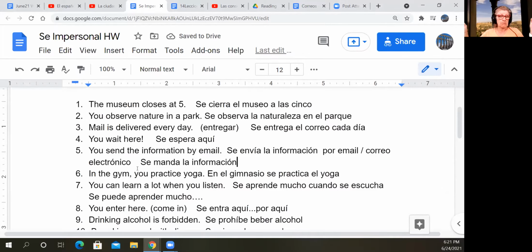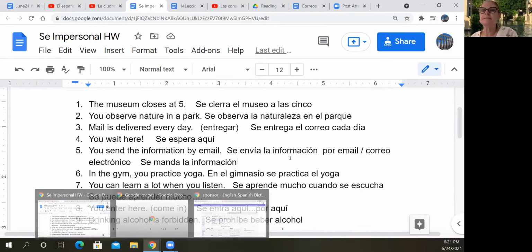Mandar, enviar. Es igual, son sinónimos, they're synonyms, no importa cuál se usa, doesn't matter which one you use. Entregar, enviar es más como send. Entregar es más como deliver or hand over, but you'd get the idea across with entregar. I mean, it would work. Bien. Okay.